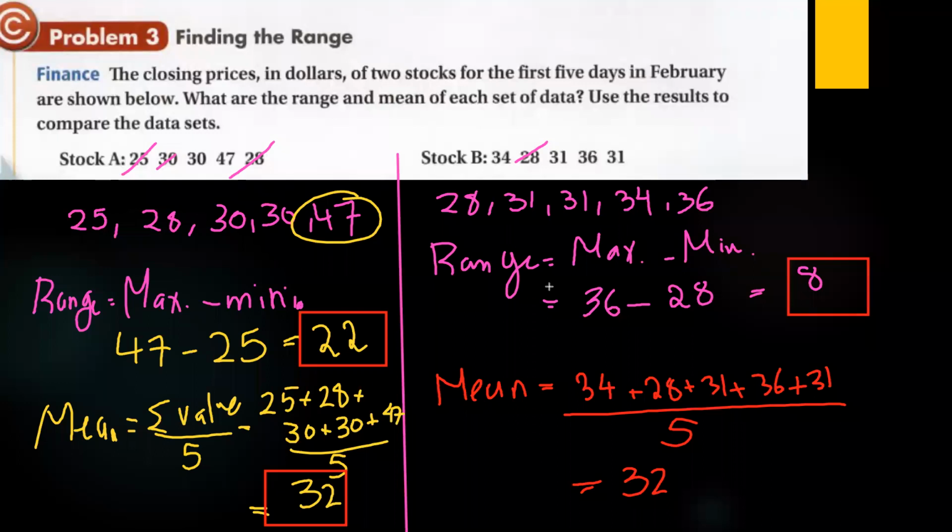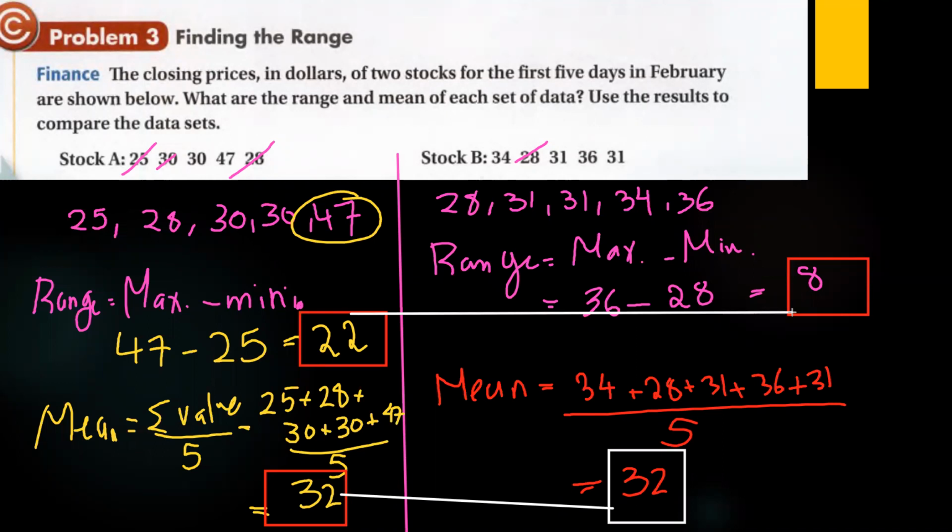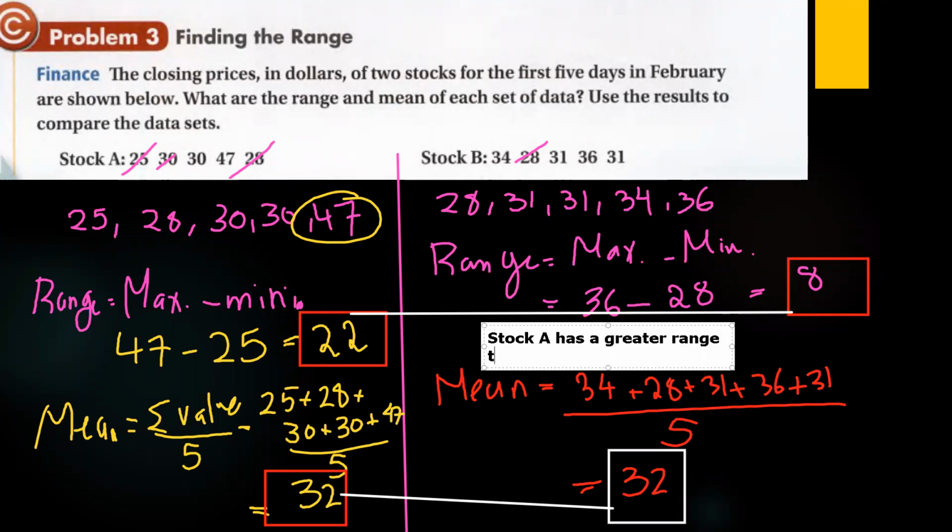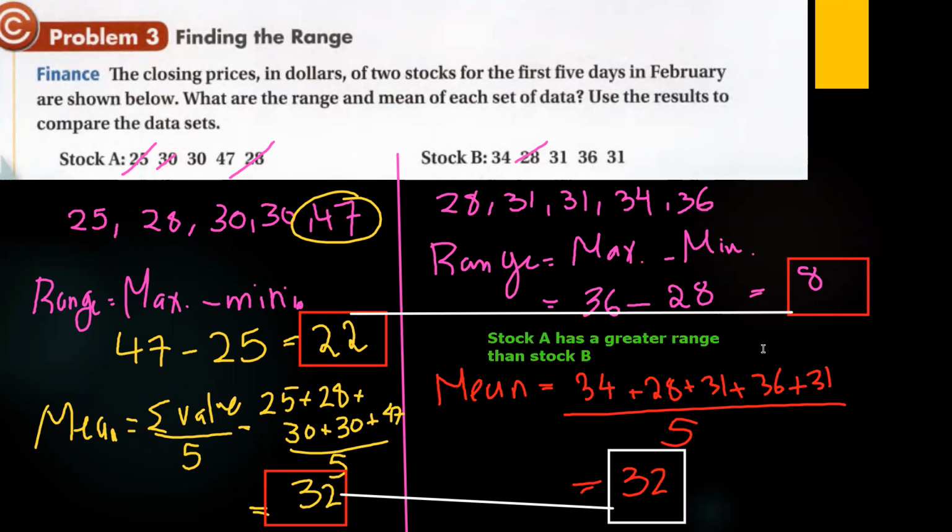So as you see here, both of them have the same mean, 32 and 32, they are the same. But stock A, this one here, has a greater range than stock B. So if we compare them here, we have to say that stock A has a greater range than stock B. This is one of the uses of the mean and range in order to compare between the data.